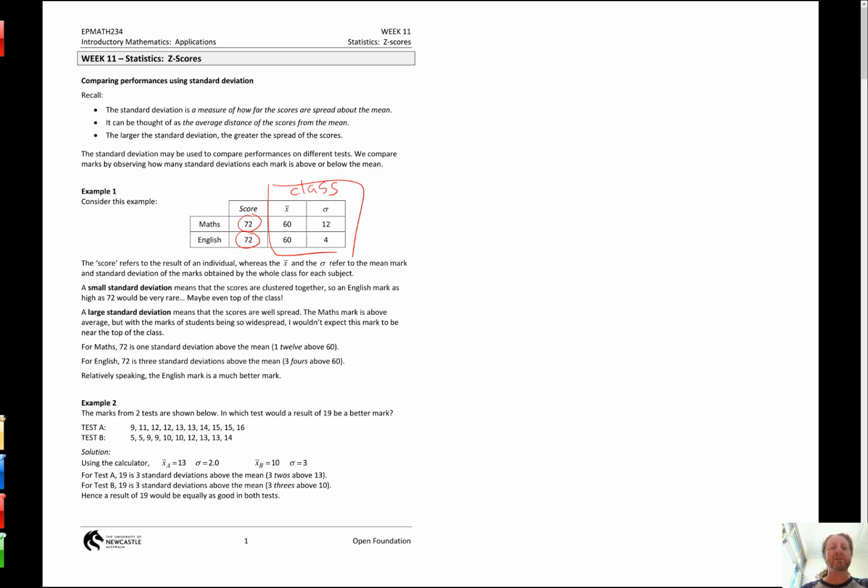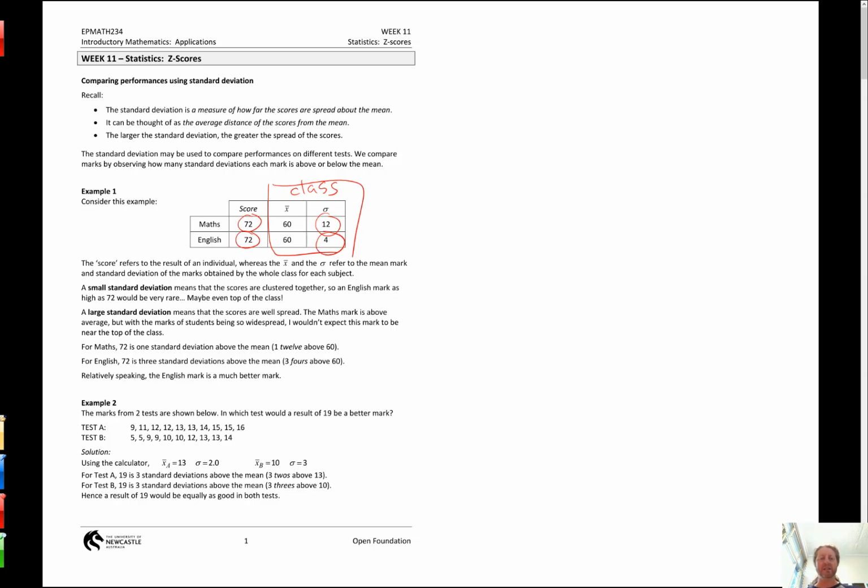The standard deviation of the class in maths was 12. That means it was really normal. It was really common for students to get marks 12 above the mean and 12 below the mean. That makes me feel not as good about myself because I got 12 above the mean, and a standard deviation of 12 says, well, that was pretty normal. Just don't get too big a head. Well done, but it was a bit normal. Look at the next one though.